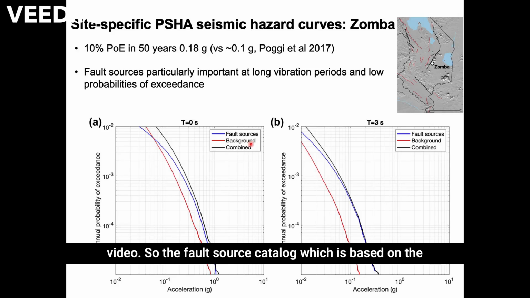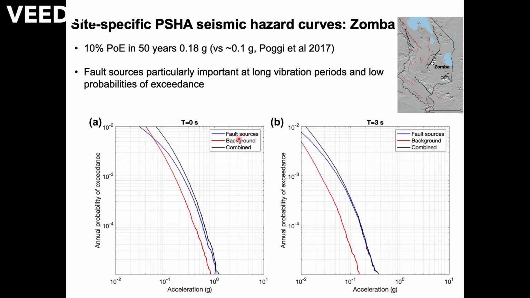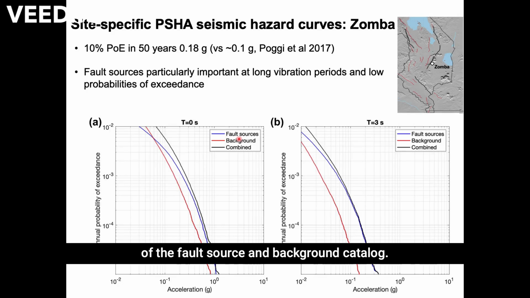in the previous video. So the fault source catalogue, which is based on the data that is compiled in the South Malawi seismogenic source database, a background catalogue that considers areal sources that have previously been defined for East Africa, and a combined catalogue, which essentially is just a combination of the fault source and background catalogue.